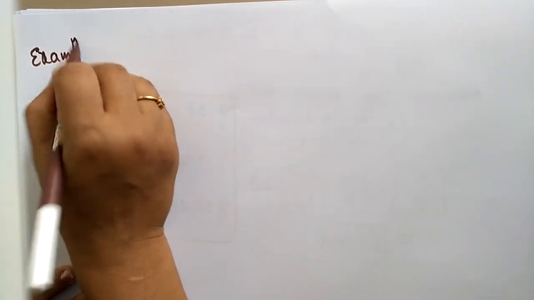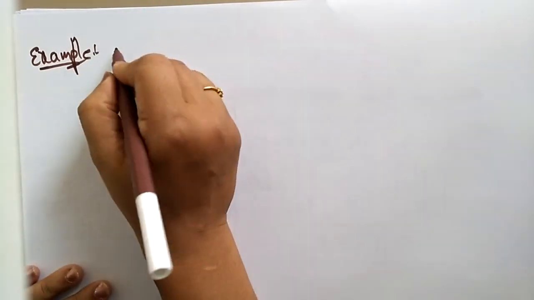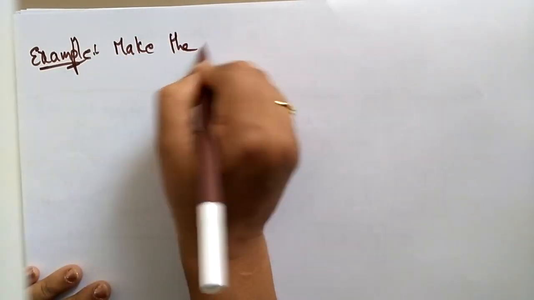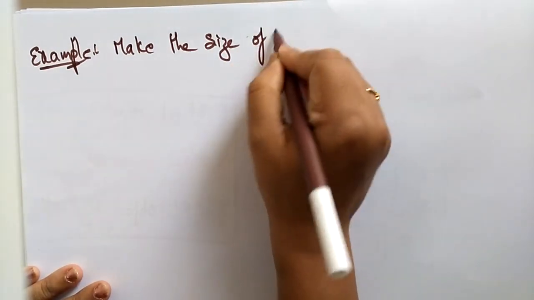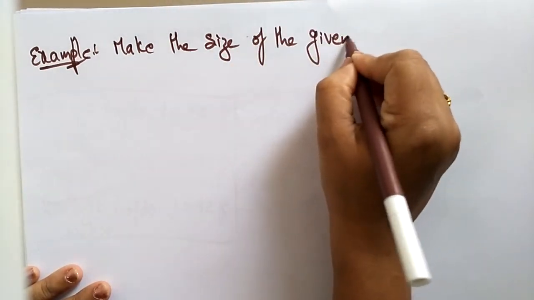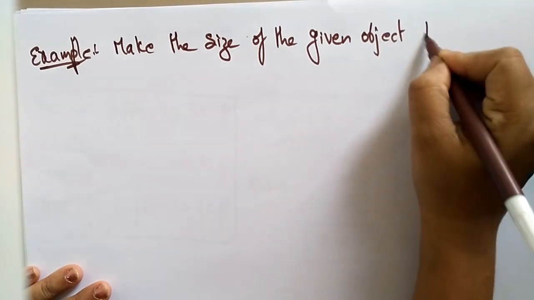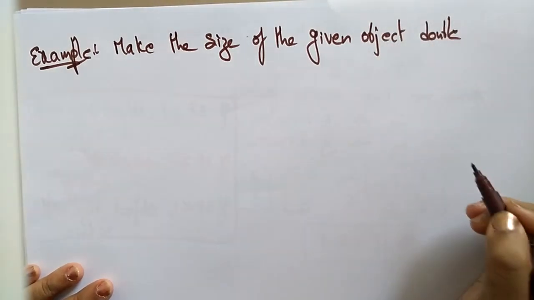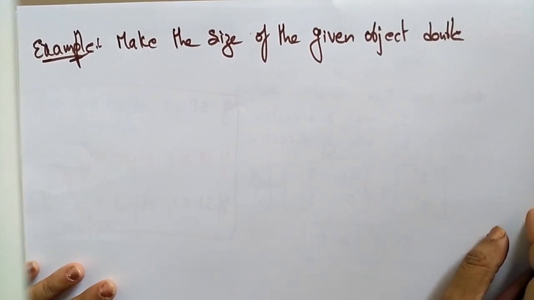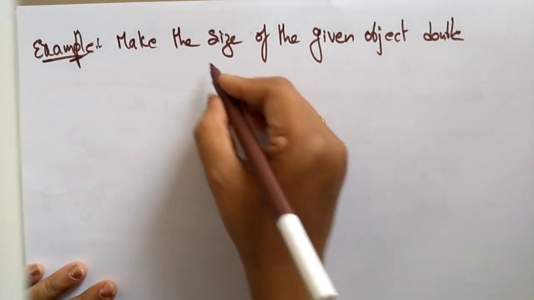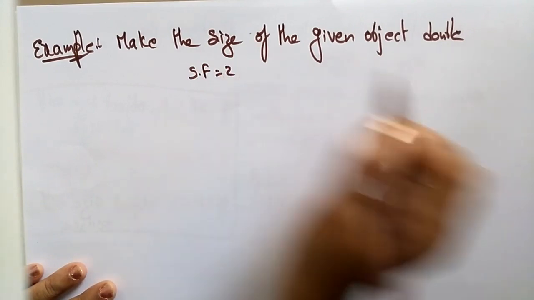I already explained that a transformation can be done only on an object that is already created. So changing an object after creation is called a transformation. Let me take an example for scaling: make the size of the given object double. They are saying the scaling factor is 2. You have to make the size of the object double.